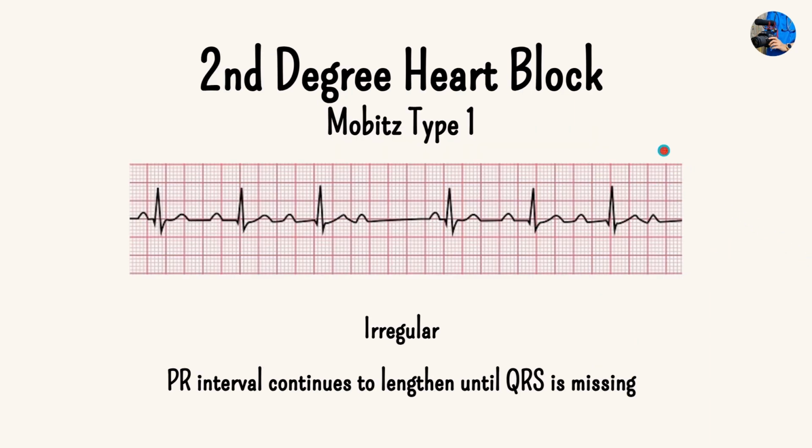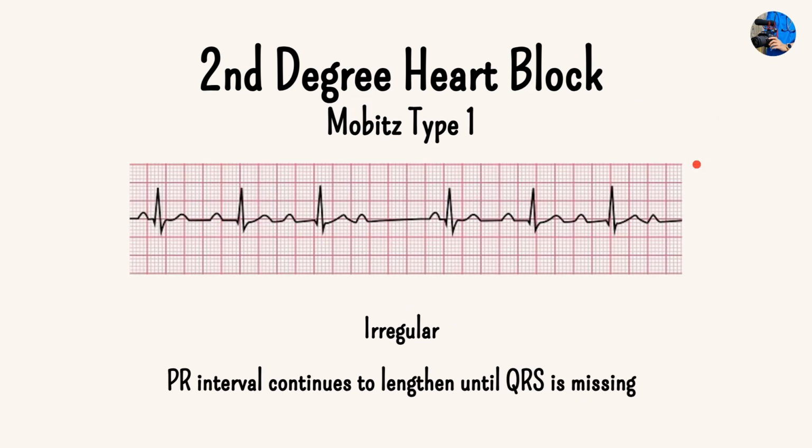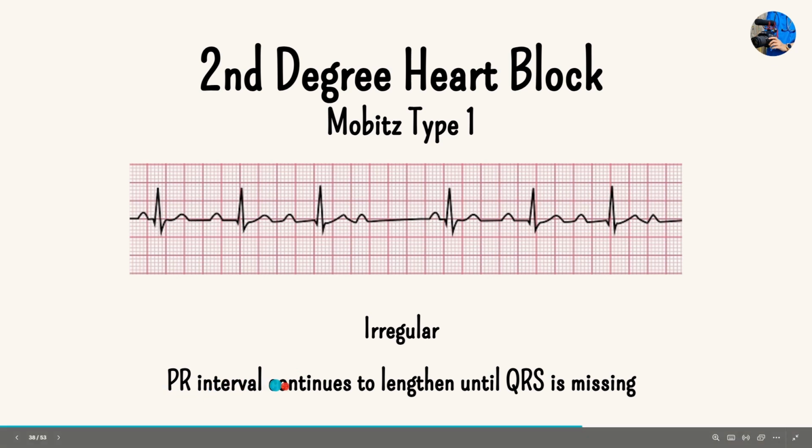Okay, moving on to a few more heart blocks then. Second degree heart block is split into two types. You get Mobitz type 1 and you get Mobitz type 2. So we will go through both of them. Mobitz type 1, the thing to know about this is it's irregular. And what happens is that the PR interval will continue to lengthen until a QRS becomes missing.